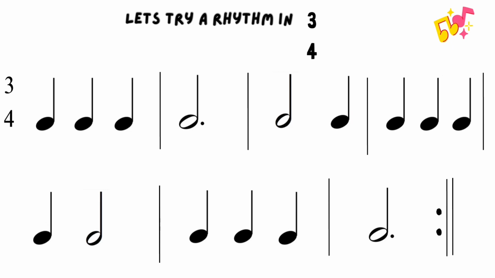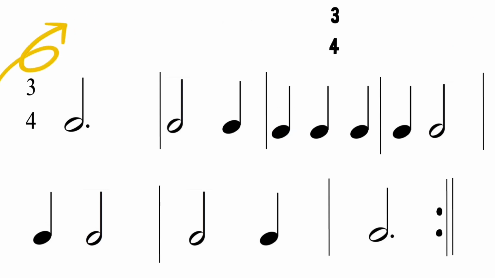1, 2, 3, 1, 2, 3, 1, 2, 3, 1, 2, 3. Okay, so you can try that again. Maybe remember you can also go slower, and you can go faster. So the rhythm could be quite slow, like 1, 2, 3, 1, 2, 3, 1, 2, 3.